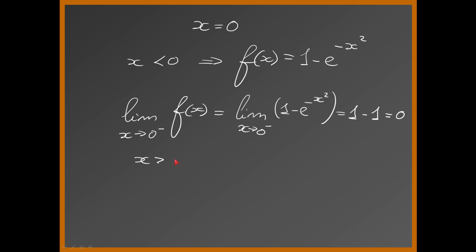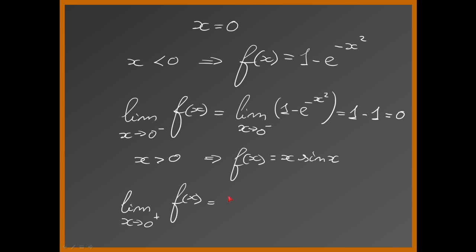When x is greater than 0, the function f of x will be equal to x times sine of x. This means that the limit as x approaches 0 from the right of f of x is equal to the limit as x approaches 0 of x times sine of x, which is equal to the function x sine x evaluated in 0. This is, of course, 0.